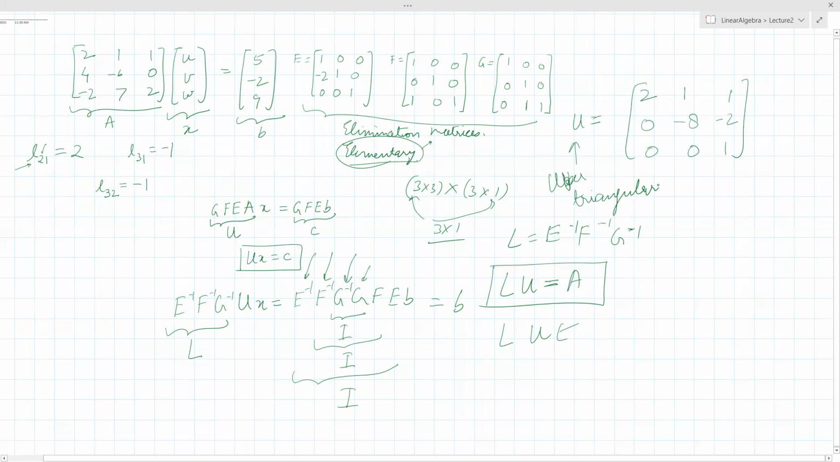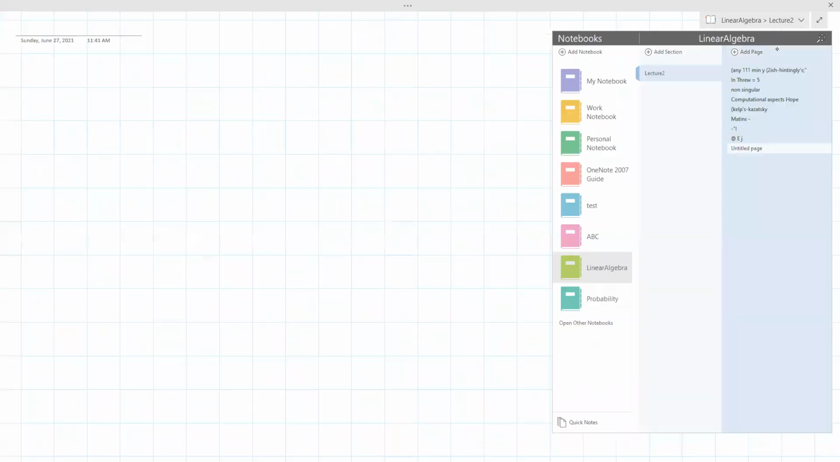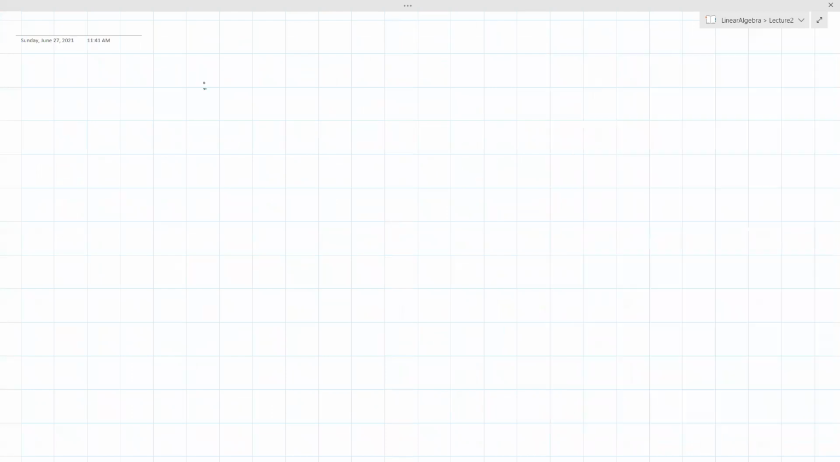Okay. Now let us look at what will be the value of L. Before we go into that, let me do a small derivation. Let us look at what L looks like, or E. What does E look like? E looks like identity plus somewhere we'll have an L21. Is that all right? And everywhere else it is going to be what?